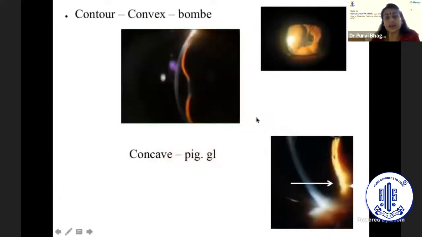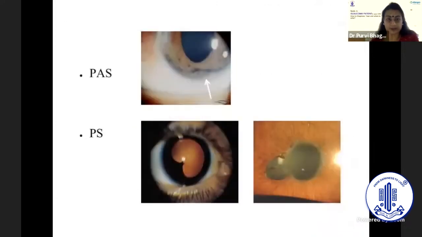You also need to look at the iris contour. You can sometimes see a convex iris, an iris bombé, or sometimes you can see a concave iris configuration. And in both of these cases, not only do you need to do a gonioscopy later on, but you also need to do a YAG PI for both the cases, for a pupillary block as well as for a reverse pupillary block. So your good slit lamp examination will guide you to the treatment also.